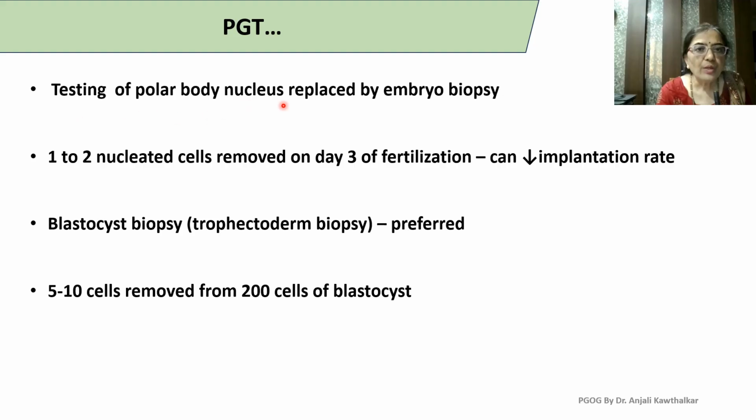Testing of the polar body nucleus is now replaced by embryo biopsy as the reliability is better with embryo biopsy. One to two nucleated cells are removed on day 3 of fertilization. This technique itself can sometimes reduce the implantation rate. Blastocyst biopsy is preferred. It is also called trophectoderm biopsy, where 5 to 10 cells are removed from around 200 cells of the blastocyst.